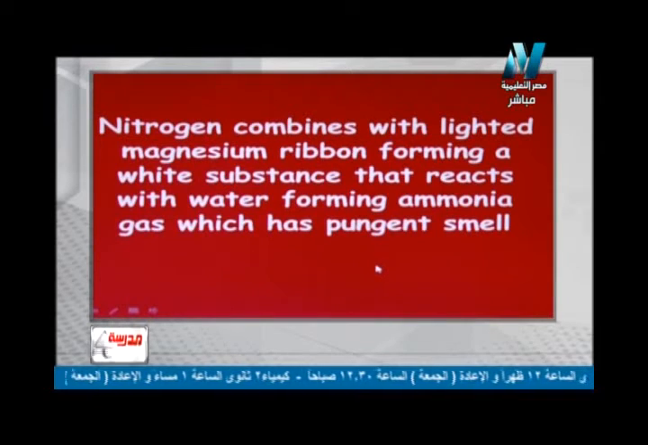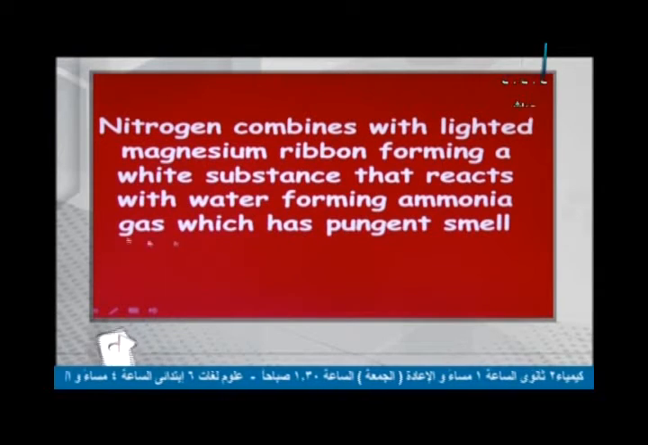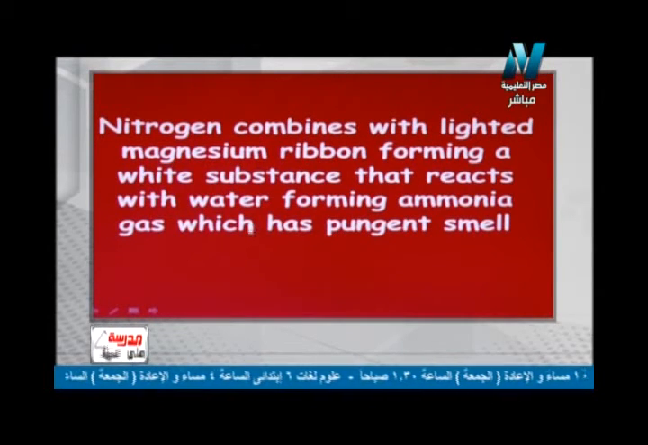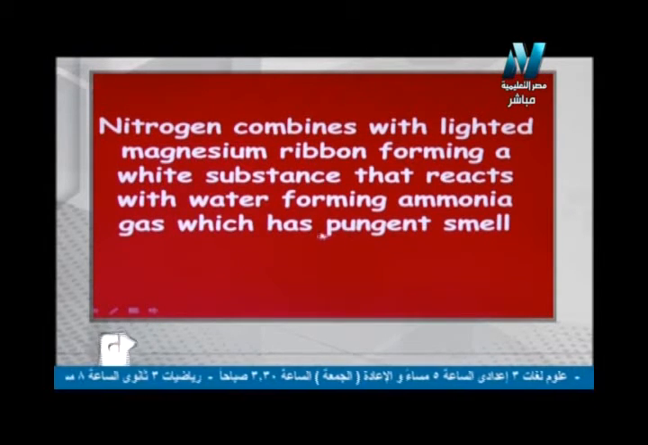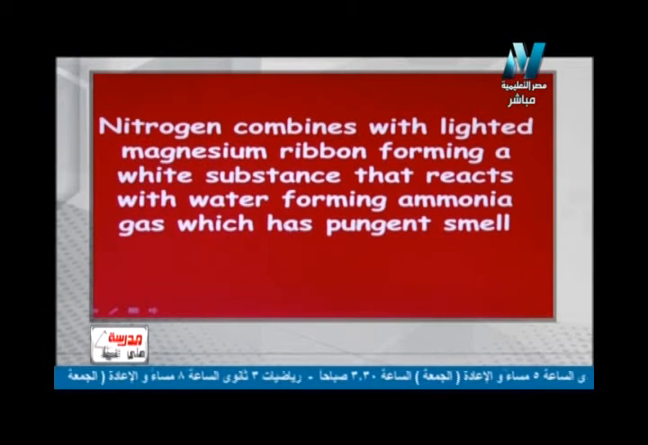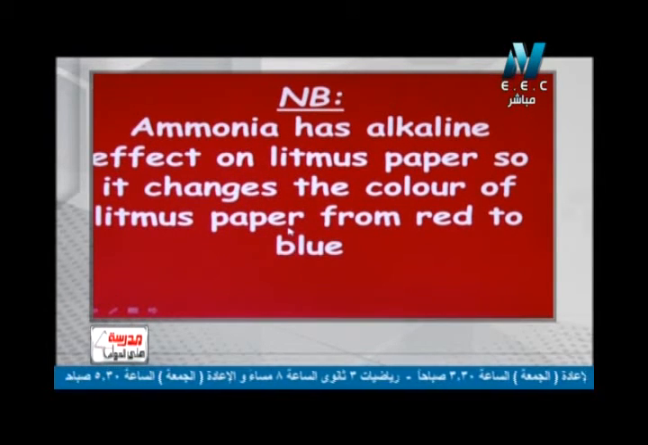So again, how can ammonia be formed? By the reaction of magnesium ribbon with nitrogen and also water, a reaction of three substances which are water, magnesium ribbon and at last nitrogen gas. And also ammonia gas has a pungent smell. So now, here is a very important note.